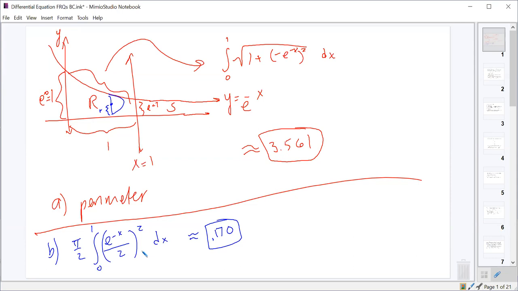Okay. All right. And then I believe part C, I said that there is some line out here, x equals k, that divides region S into 2 regions of equal area. And I asked you to find the value of k. Does that sound right? Yeah, okay.